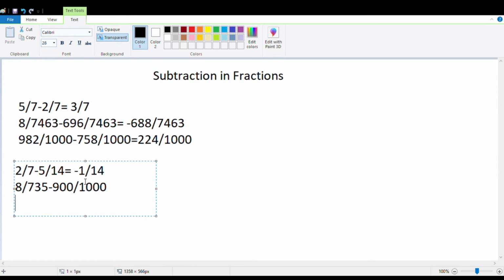What is the LCM of 735 and 1000? We don't know, right? So we will have to find it out ourselves. Okay, now let's just expand this a bit. So what you do is you put a big slash like this, and then you type 735 by 1000 like that.